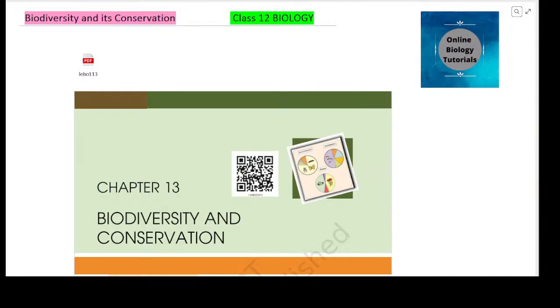In this live of today, I will be reading line by line from NCERT for chapter number 13, taken from NCERT of class 12 biology, and the name of the chapter is going to be Biodiversity and Conservation.